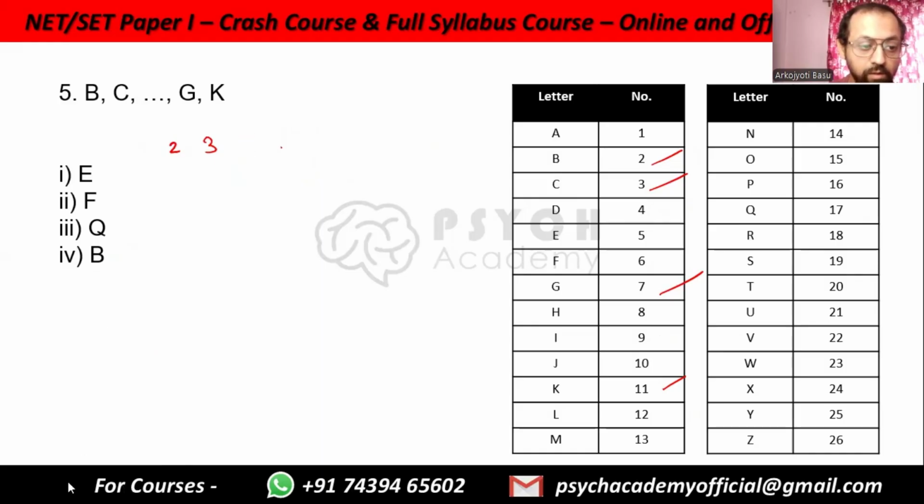2, 3, then gap, then 7, then 11. Again you can clearly see it is a prime number series. 1 does not count as a prime number. 4 can be divided, 6 can be divided, 5 cannot be divided, so prime number. After that see 8 divided, 9 can be divided, 10 can be divided, 11 can't be divided. So it is a prime number series, so 2, 3, 5. 5 would be E.